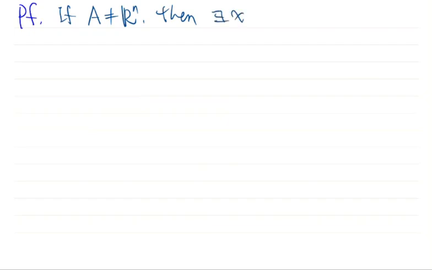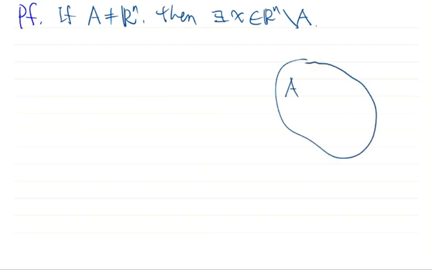We want to prove that if A is not empty and open and closed, then it is Rn. So we prove by contradiction. If A is not Rn, then there exists some point x that belongs to Rn but not in A. Okay, so this is A, and A is not Rn. There is a point x here that belongs to Rn but not in A.